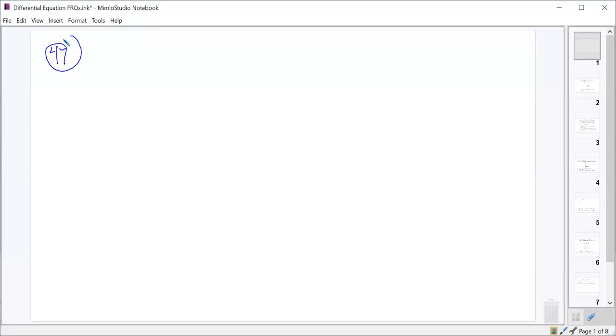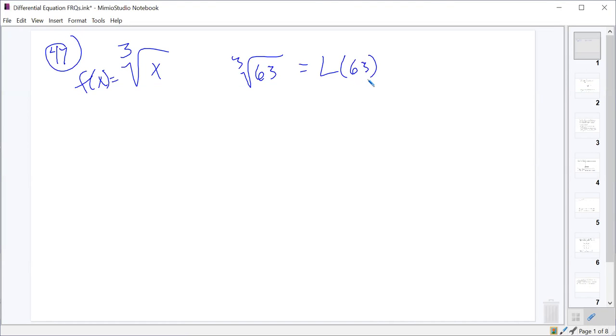47 says, approximately how much less than 4 is the cube root of 63? And so we're talking about the cube root of x as a function, right? F of x is our function. And using a tangent line approximation, or using linearization here, we should be able to approximate the value of the cube root of 63 using L of 63.